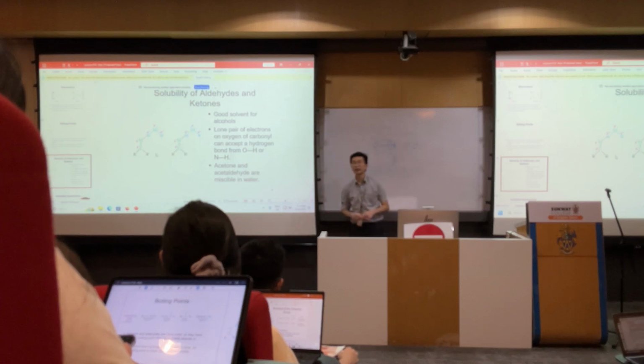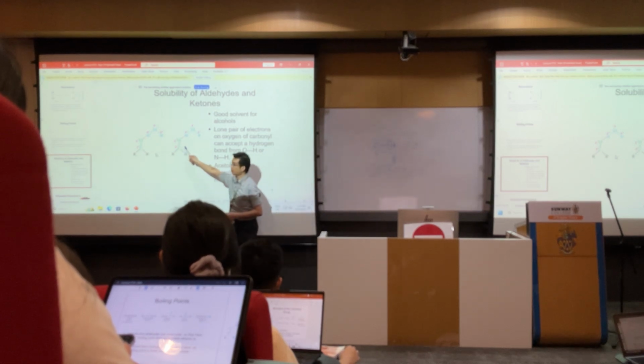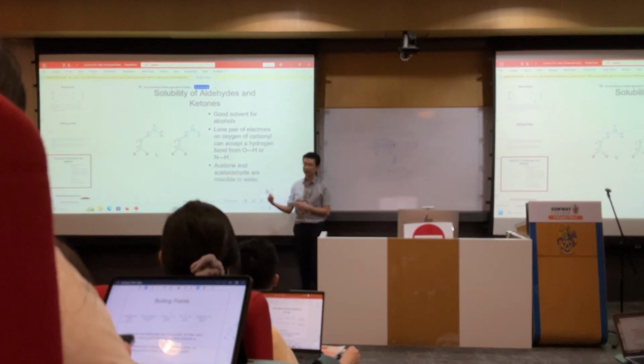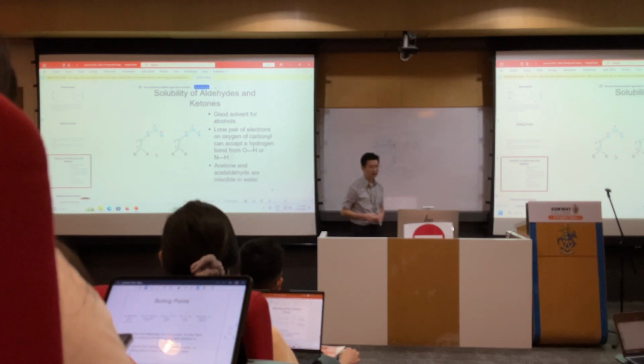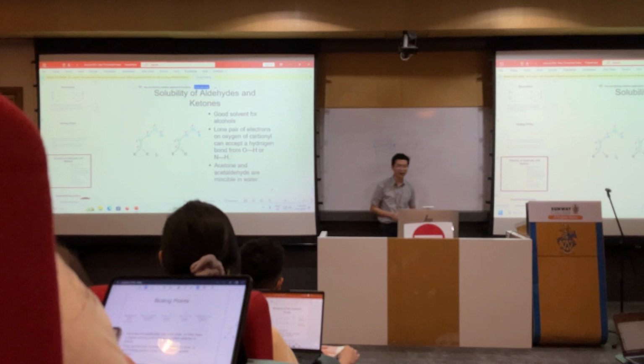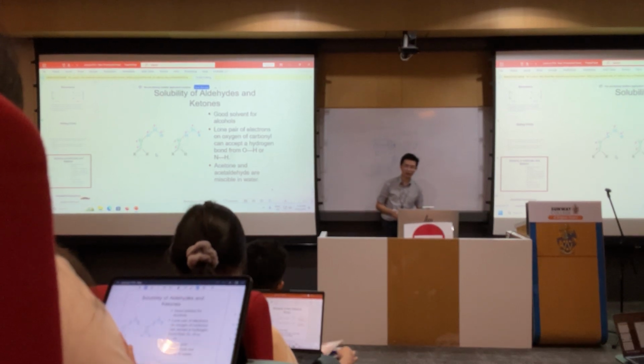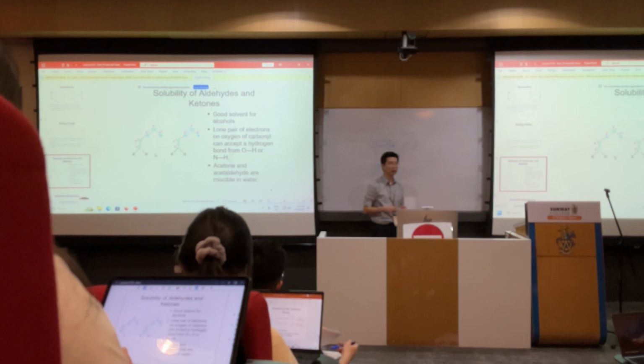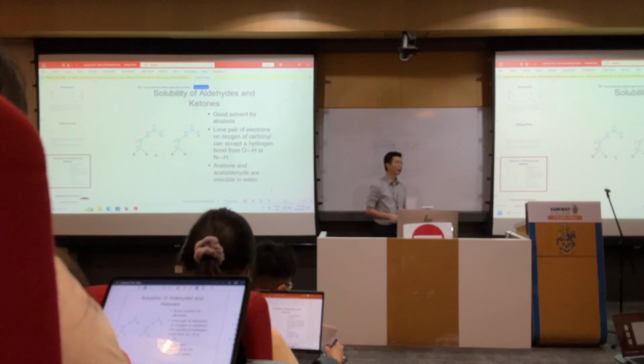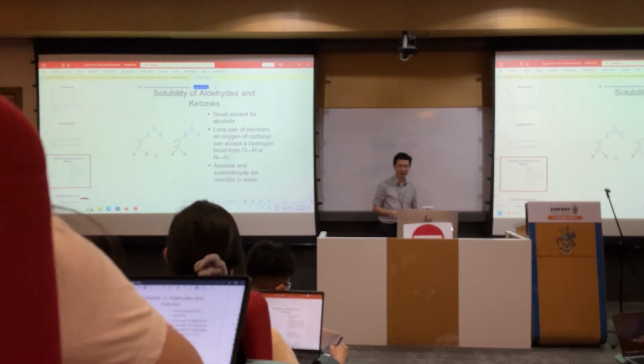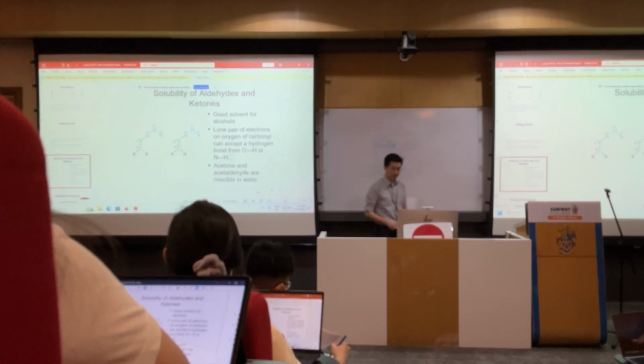And as for the solubility of aldehyde or ketone, as expected, they are easily soluble in water because they can form a hydrogen bond with water. Okay. For example, in this case, the oxygen can form a hydrogen bond with water molecule, so it is easily soluble in water. It's a good solvent for alcohol, and the lone pair of electrons on oxygen can accept hydrogen from the water molecule, or from OH or from NH, so they can interact and be soluble. Okay.